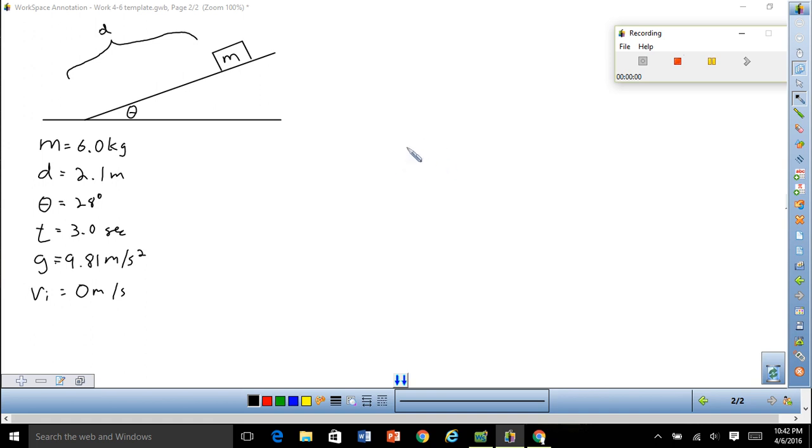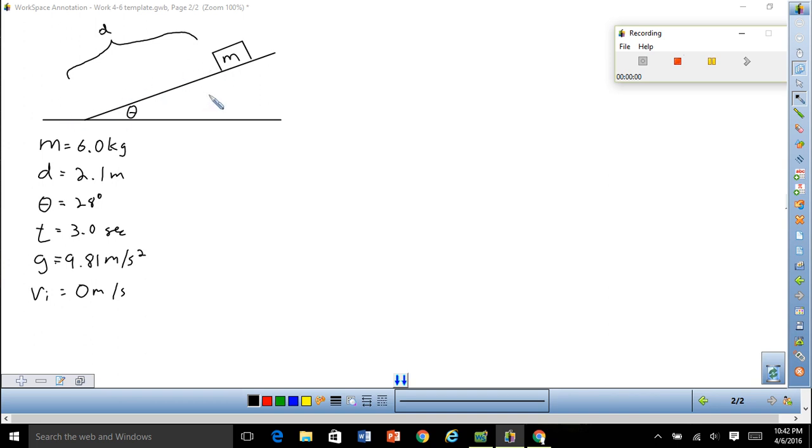Today we're going to be looking at a box which is going to be sliding from rest down a ramp, and it's a rough ramp, so there's friction involved. And we're going to look at the work done by gravity and also how much mechanical energy it loses in the process due to friction.